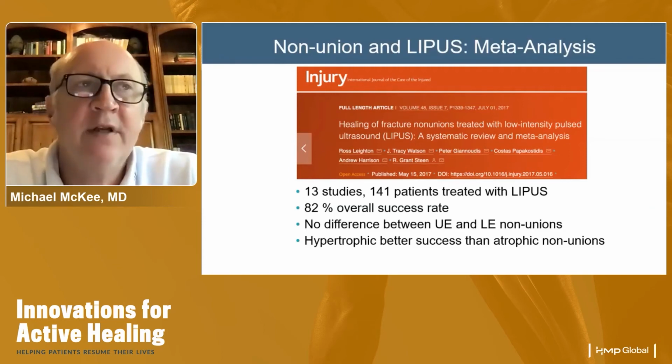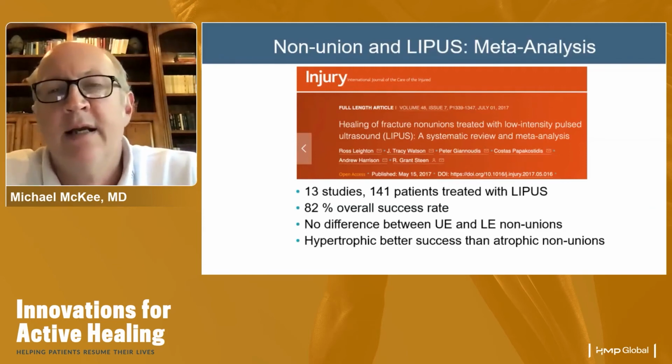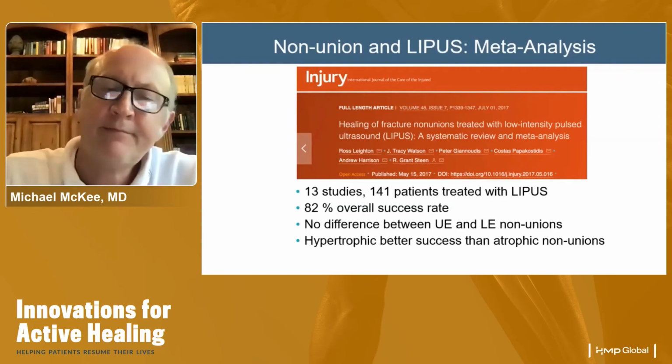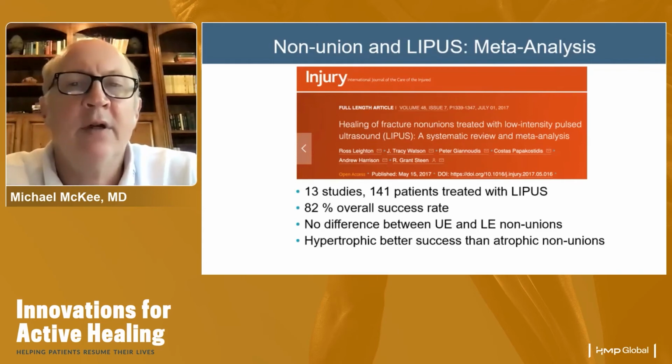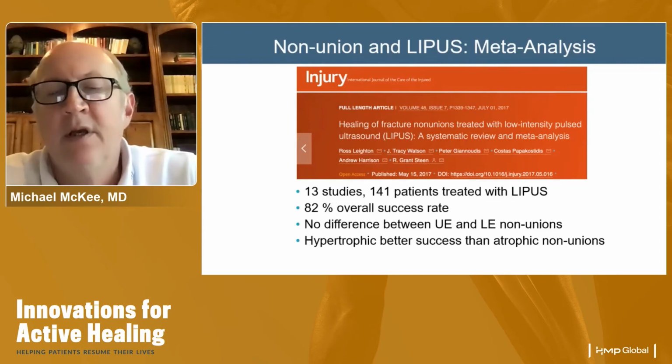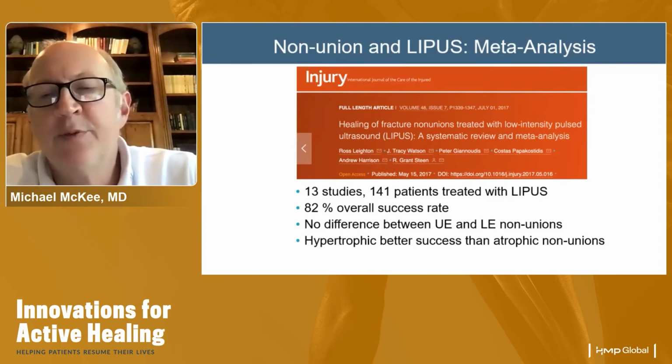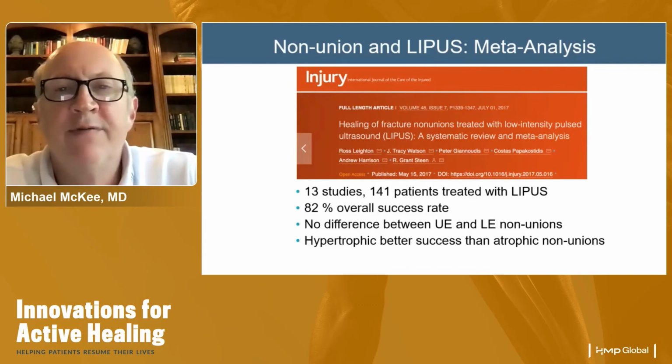One thing that's evident to anyone who does a lot of non-union work is that I would say in general, it's easier to get an upper extremity non-union to heal than a lower extremity non-union. This isn't always the case, but unfortunately the lower extremity is complicated by the fact that statistically, the vast majority of non-unions we face in the lower extremity tend to be tibial non-unions.